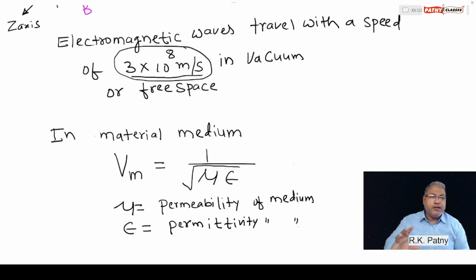So how to calculate the velocity of electromagnetic waves in a given medium? That can be calculated by using this formula: Vm equals 1 divided by the square root of mu multiplied by epsilon. Here mu is the permeability of the medium, and epsilon is the permittivity of the medium. So by using this formula, we can easily calculate the speed of electromagnetic waves in a given medium.